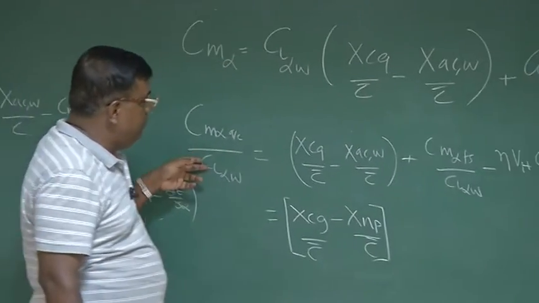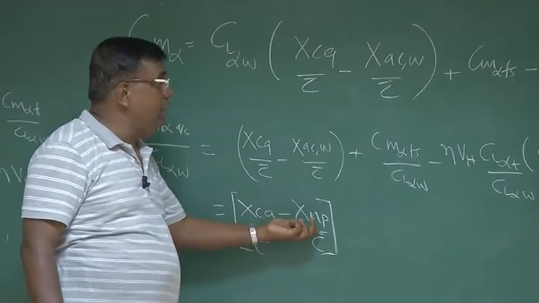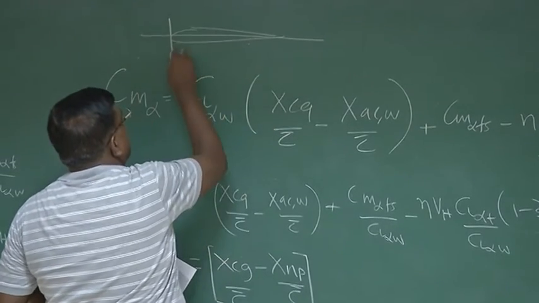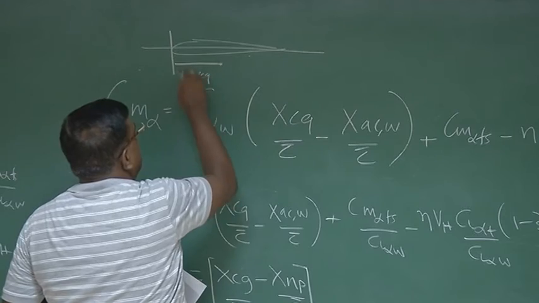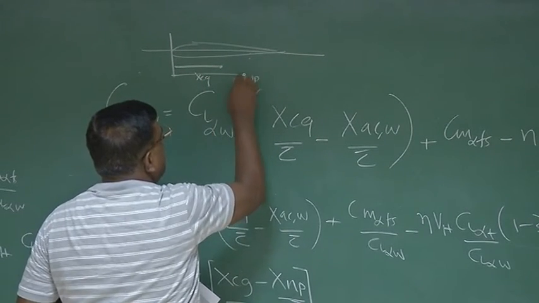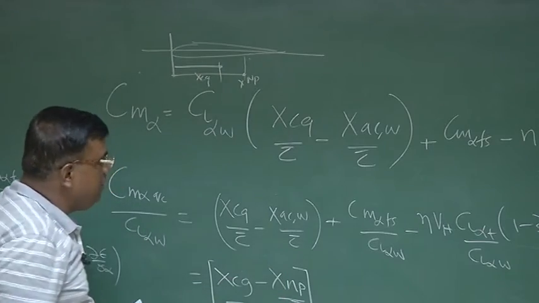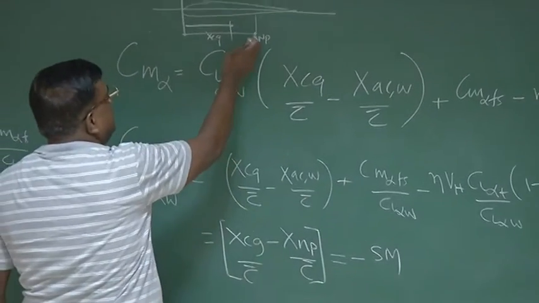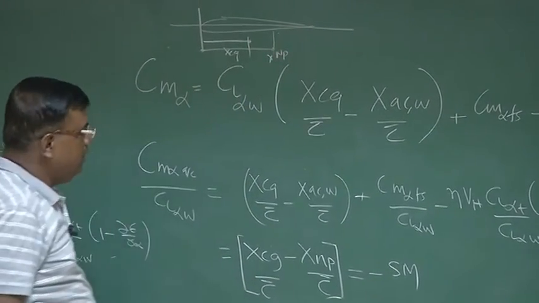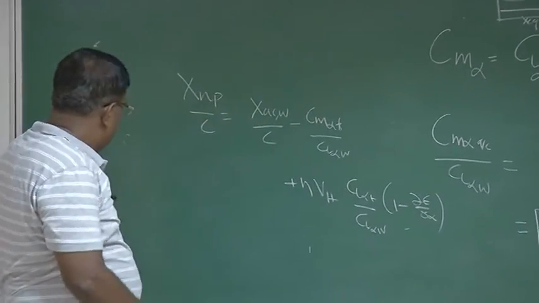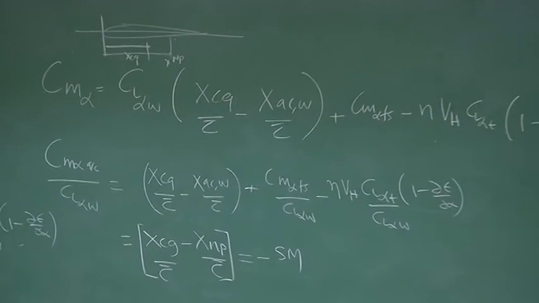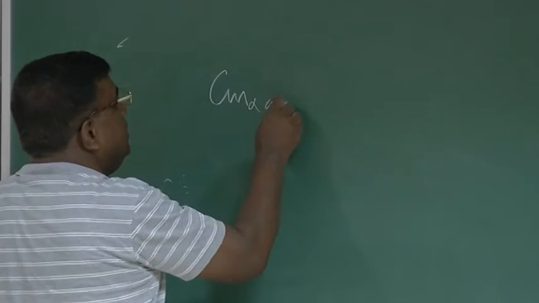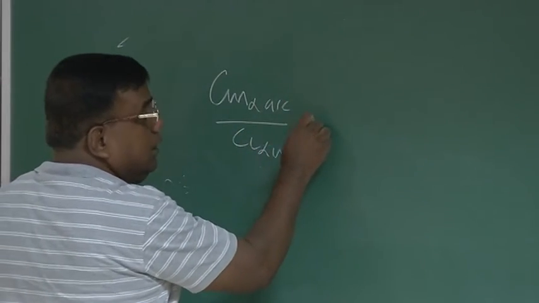So this ratio is nothing but xCG minus xNP. That is, if this is the aircraft, and I am measuring the xCG, this is xCG, and this is the neutral point, xNP, then this difference, as I told, is static margin. So this is equal to minus of static margin, because static margin is defined as xNP minus xCG. Okay? So minus of static margin. So in simpler terms, we got Cm alpha of the aircraft by CL alpha wing is minus static margin.